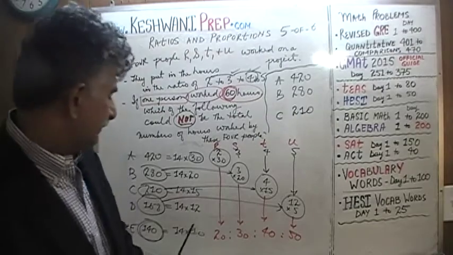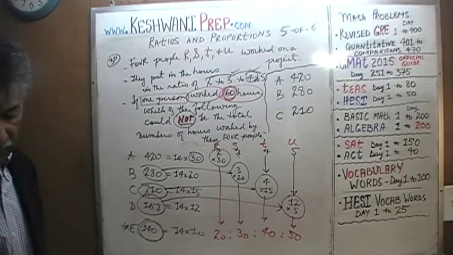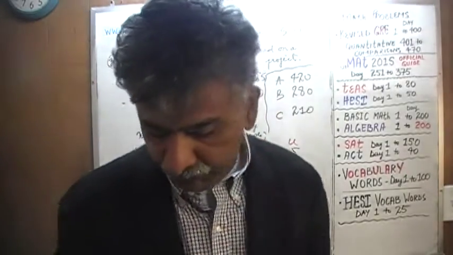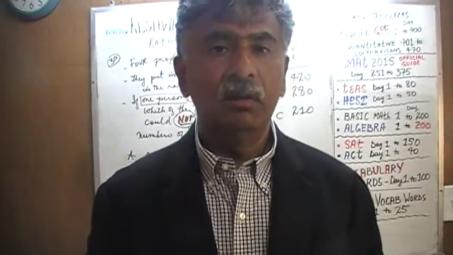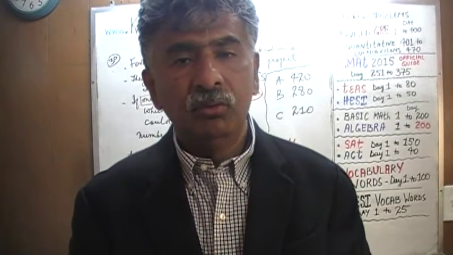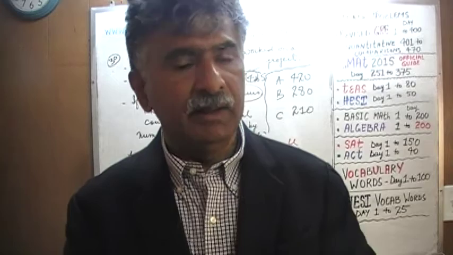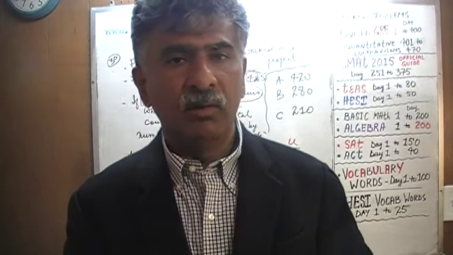Answer is E. Correct answer is E. They could not have possibly worked 140 hours if they were to work in the ratio of 2 to 3 to 4 to 5 and if one person is required to have worked 60 hours.